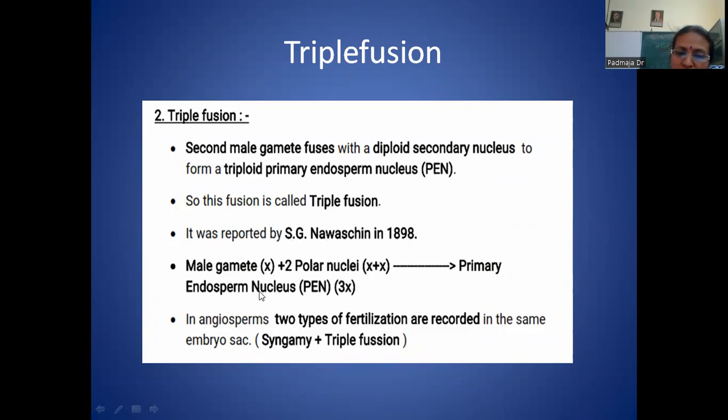But what is the function of this endosperm? It is nutritive in function. It provides nourishment for the developing zygote to form into an embryo. In angiosperms, two types of fertilization are recorded in the same embryo sac. In one embryo sac, fertilization takes place two times. So it is called double fertilization.